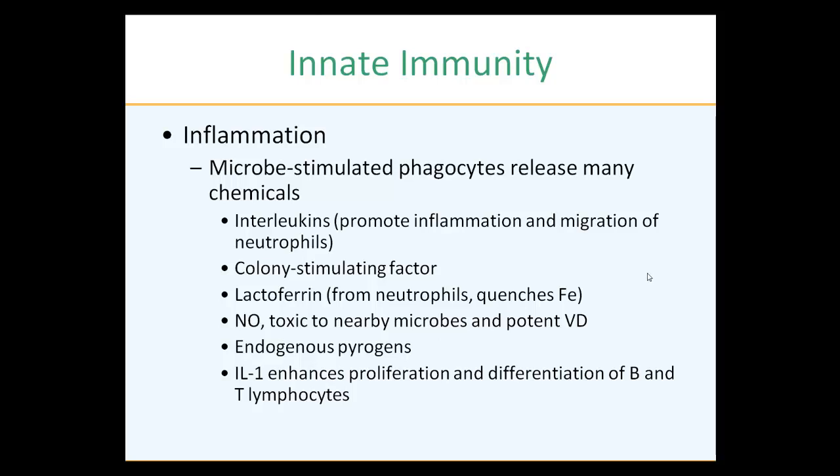So the microbe-stimulated phagocytes will release the interleukins and the colony stimulating factor. The colony stimulating factor doesn't really have a role here in the inflammation, but what it does is swim in the blood and go to the bone marrow, and order the bone marrow to make more phagocytes, more neutrophils, by this CSF, which is now secreted by your phagocytic cells.